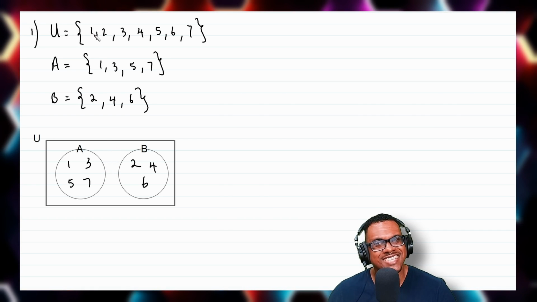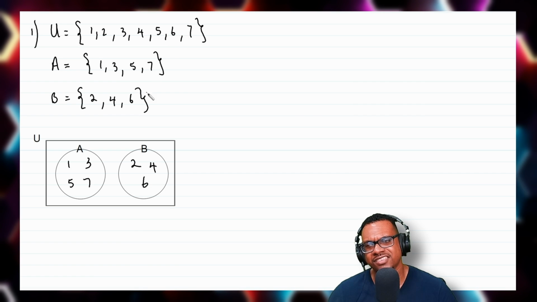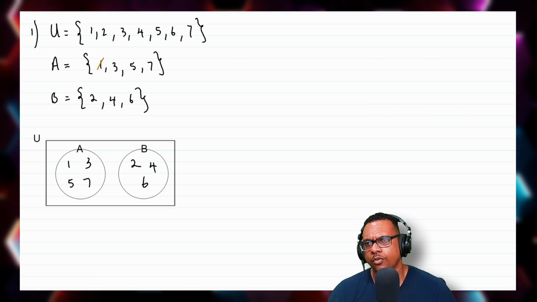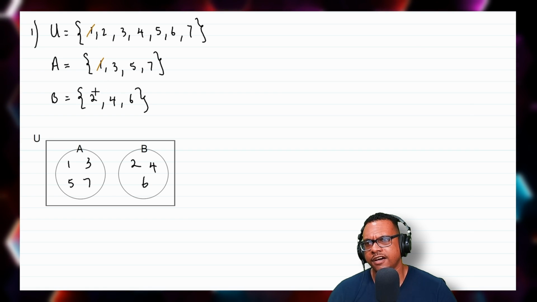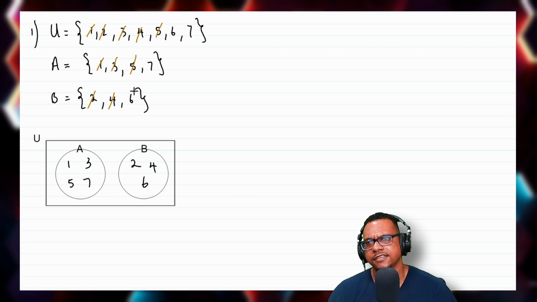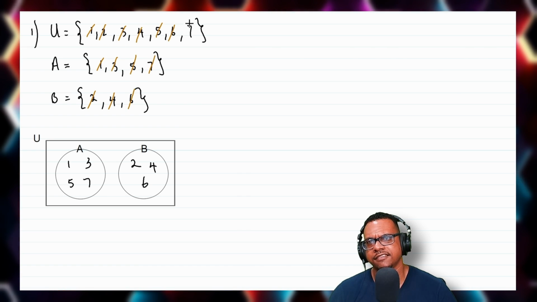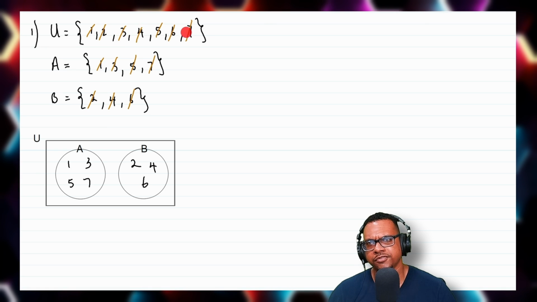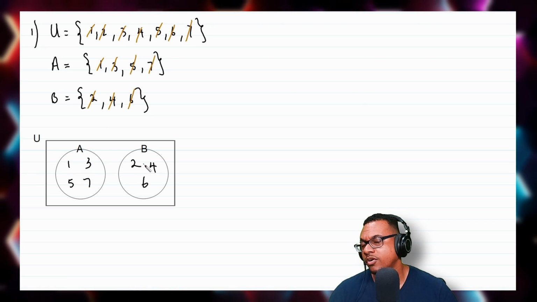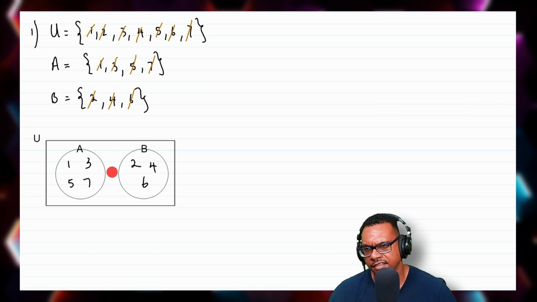So now we need to look and see if we have any elements outside the sets A and B that will be contained in the universal set, but not in A and B. So let's check. So we have 1 here, we have 2 here, we have 3, we have 4, 5, 6, and 7. So all the elements in the universal set is contained in either the sets A or B. So we have nothing outside the 2 circles.